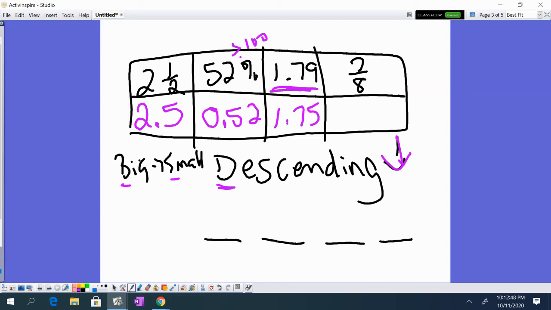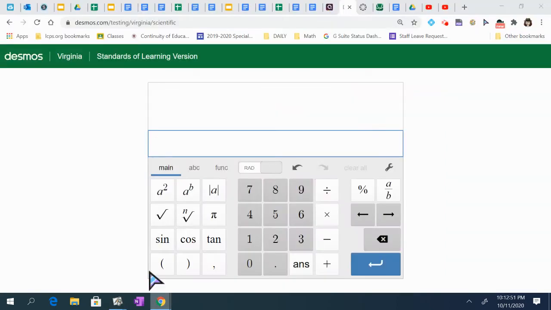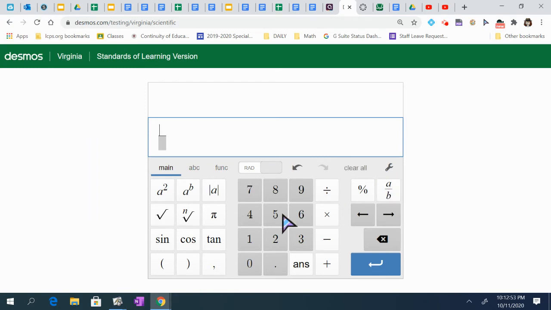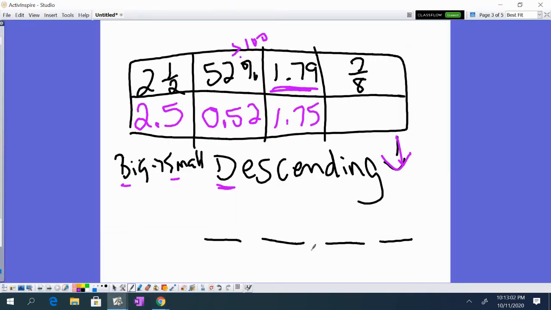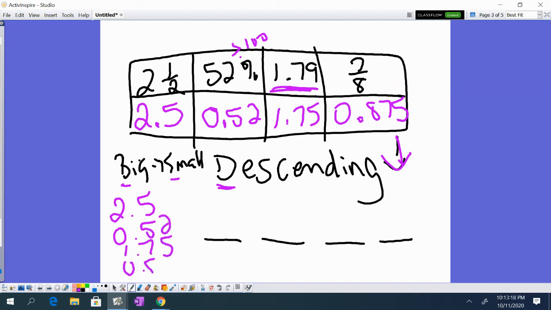7 divided by 8. Let me double check that I know what that is. Take my fraction, 7 divided by 8, 0.875. I just wanted to check because that's a little bit different. To be sure I get these right, I'm going to stack my decimals on top of each other. 0.875. I want the biggest one.